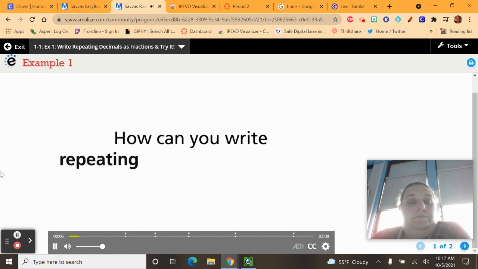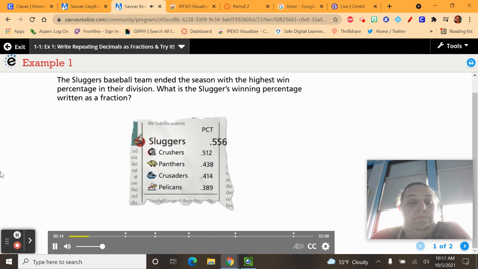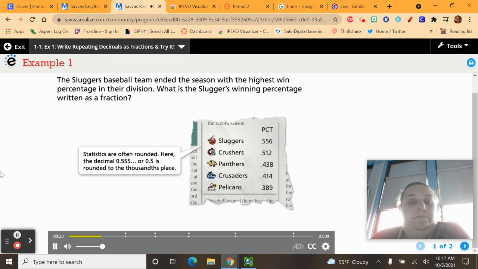How can you write repeating decimals as fractions? Think about this question during the lesson. The Sluggers baseball team ended the season with the highest win percentage in their division. What is the Sluggers winning percentage written as a fraction? As you may already know, sports statistics are often rounded to make them easier to compare. Here, the Sluggers percentage is 0.555 repeating, or 0.5 repeating, rounded to the thousandth place. It rounds up to 556 thousandths.